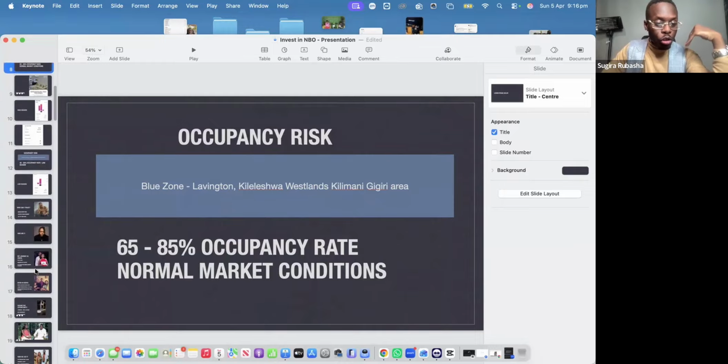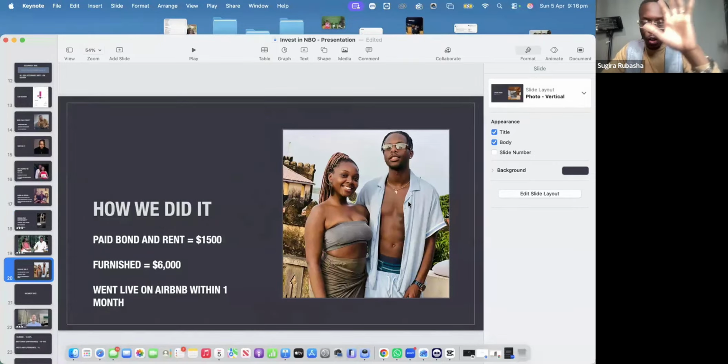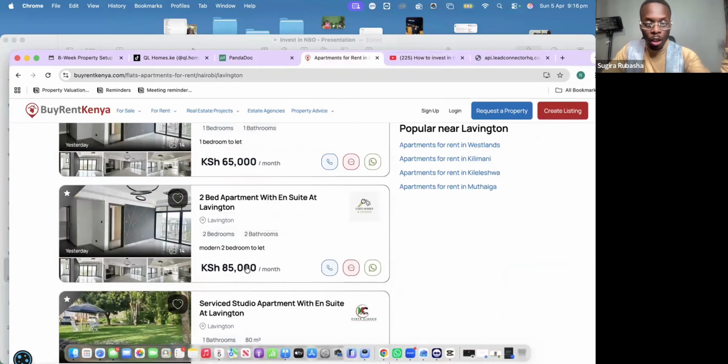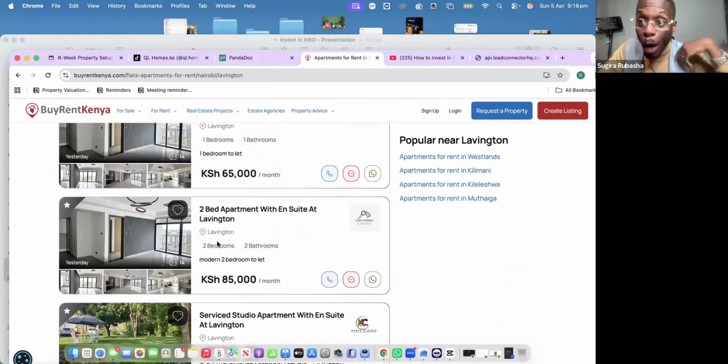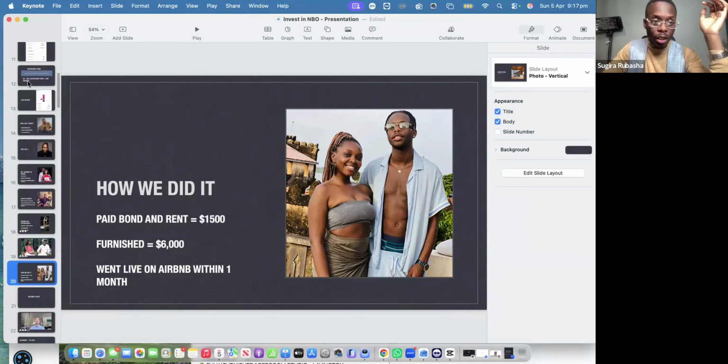And quickly, I'll just show you a little bit of the technicalities. It was through me and my fiance. So we paid bond and rent. Like I said, you can get it cheap. So we paid 500 US dollars, which is 70,000 Kenya shillings, for something similar to what I just showed you here, right? Like this, as you can see here, this is in Lavington, a 2 bedroom. Imagine ours is a 1 bedroom and we did it for 70,000, right? So we paid bond and rent, which is 2 months rent plus the deposit, so about 1,500 US dollars. And then we furnished it for about $6,000 US dollars, so that's about 600,000 Kenya shillings.